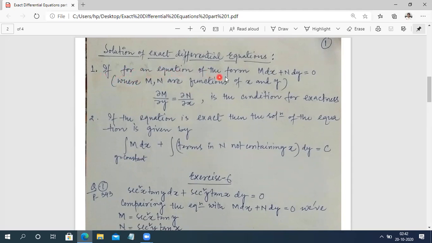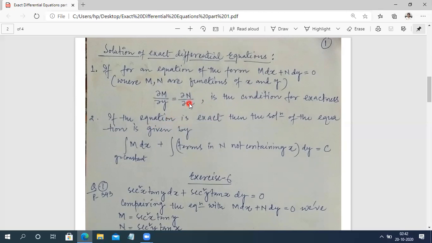So for an equation of the form M dx plus N dy is equal to 0, where M and N both are functions of two variables x and y, del M upon del y is equal to del N upon del x is the condition for exactness. So this is the necessary condition for the exactness of a differential equation.